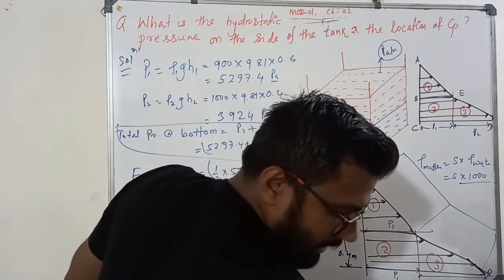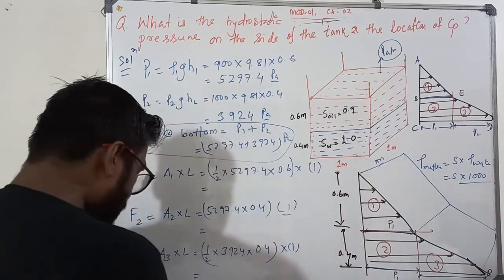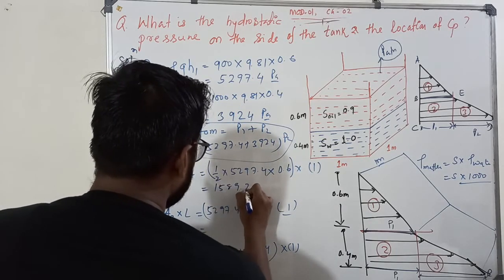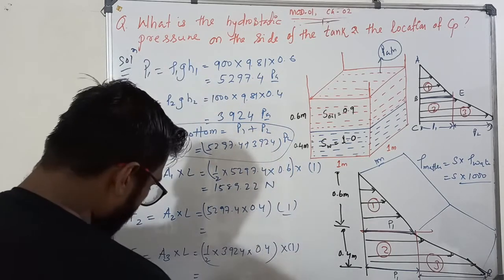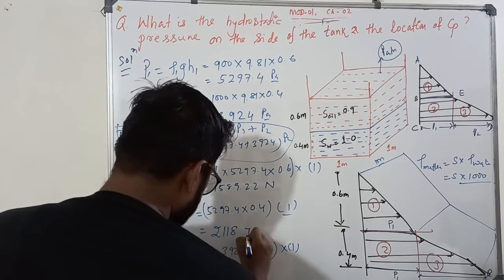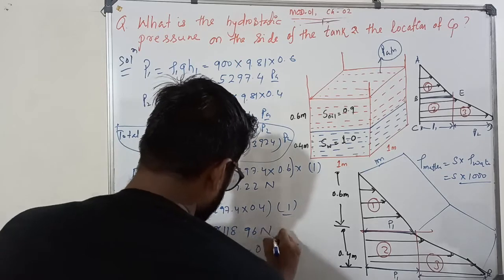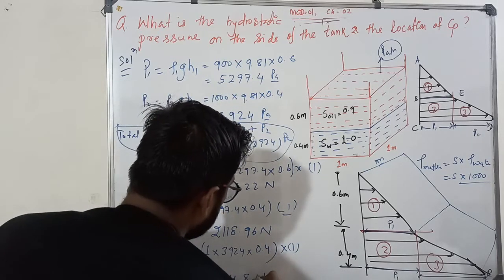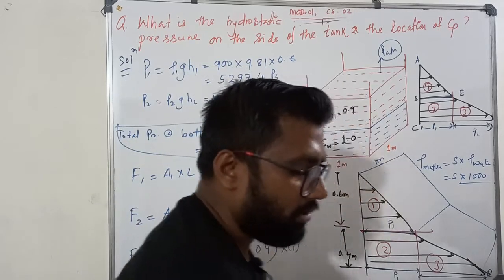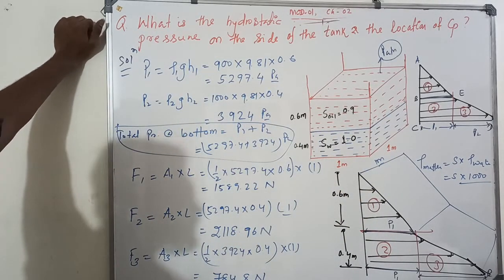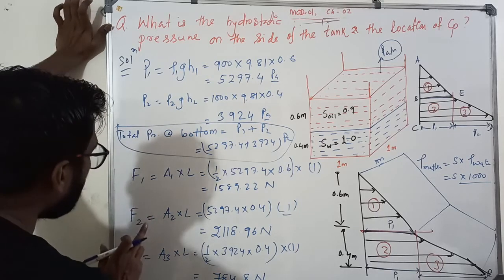Okay, I have already calculated. F1 I got 1589.22 Newton. F2 I got 2118.96 Newton, and F3 I got 784.8 Newton. See, if I have made some wrong calculation, please tell me your calculated value in the comment section. Okay? So I got F1, F2 and F3.